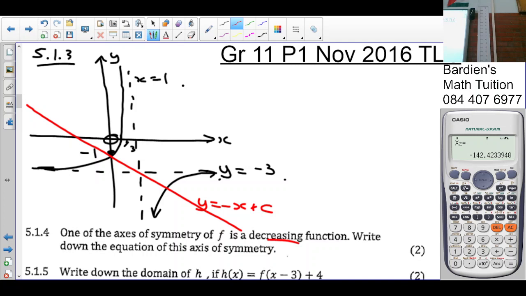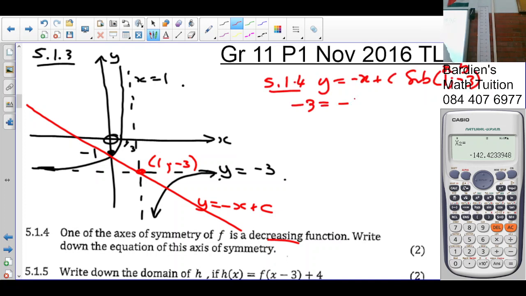Write down the equation of this axis of symmetry. Of course, it's going through the point where the two asymptotes meet, which is 1 and minus 3. So for 5.1.4, we say y is equal to minus x plus c. We're going to substitute 1 and minus 3, that's an x and a y. So negative 3 is equal to negative 1 plus c. So c is negative 2. y is equal to minus x minus 2. Okay.